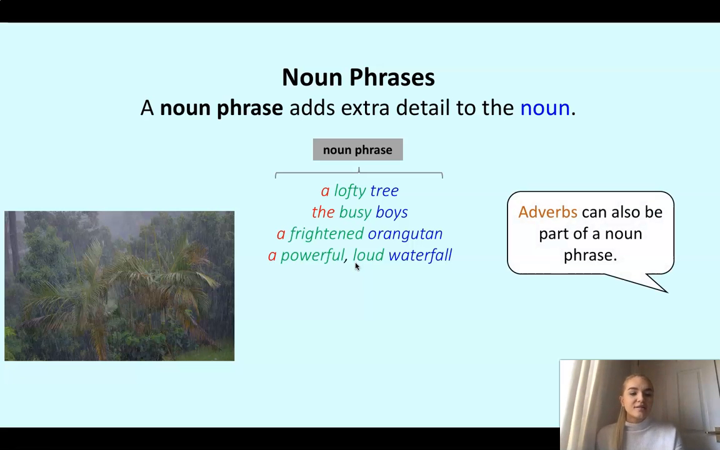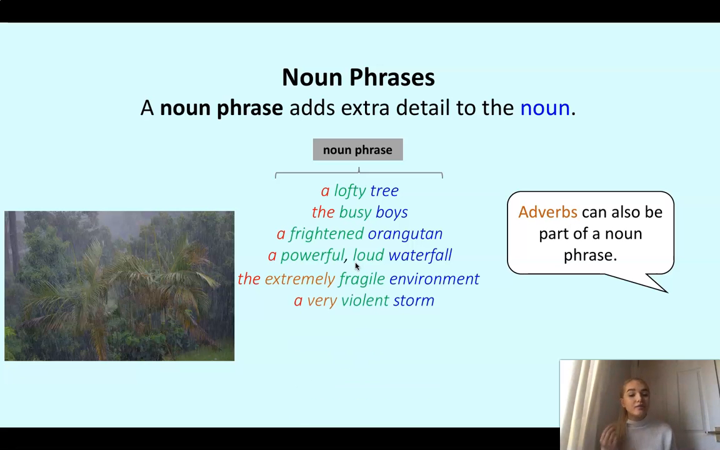But sometimes we can add adverbs to expand these noun phrases further. So have a look at my examples here. We could say the extremely fragile environment. Extremely being my adverb telling me how fragile it is. It's not just fragile, it's extremely fragile, giving me this image that actually this environment is quite damaged, maybe quite just dainty and maybe a bit fragile.